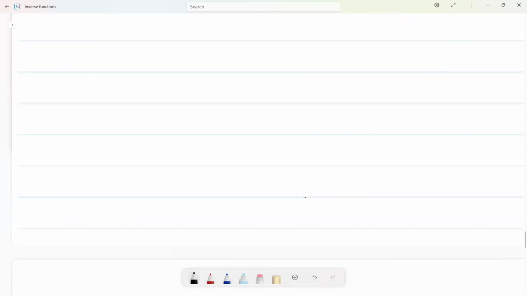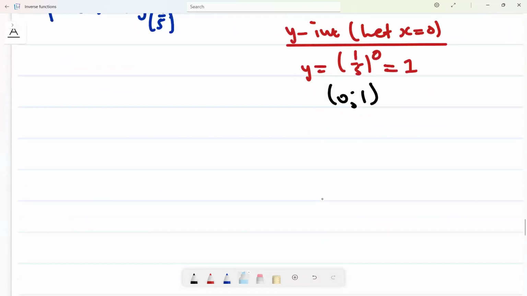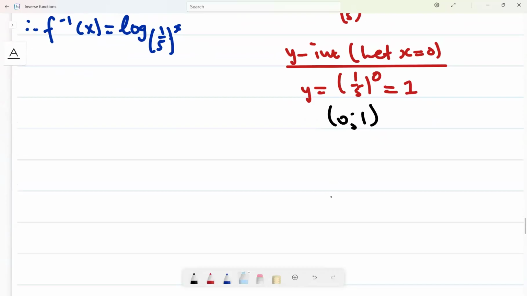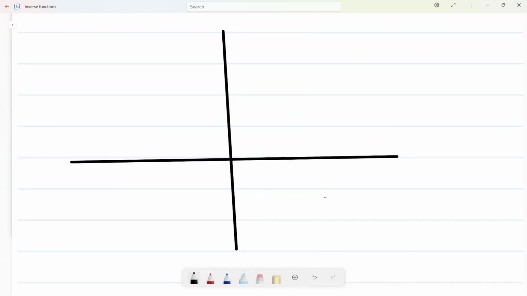Then am I in a position to sketch the two graphs? No. Why? Because you haven't found the x and y intercepts for the inverse. Do I need to do that? No. Why? Because I can interchange whatever values I have. Oh, that's so smart of you. I know, right? Then let me sketch that quickly.